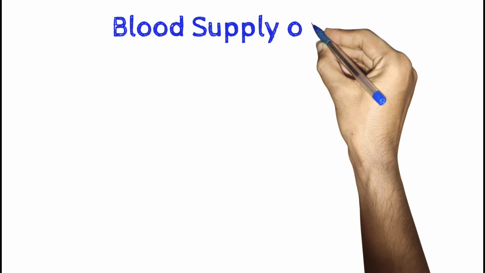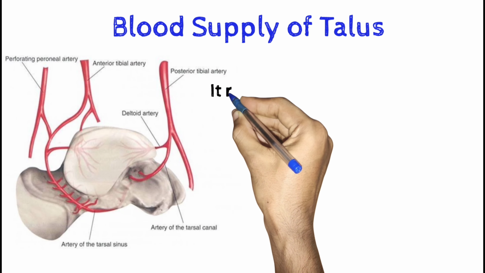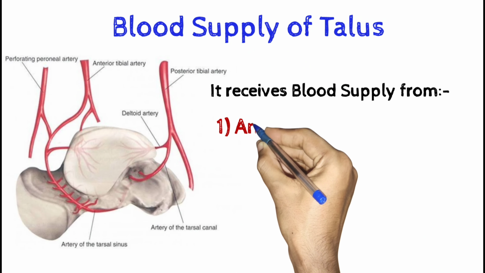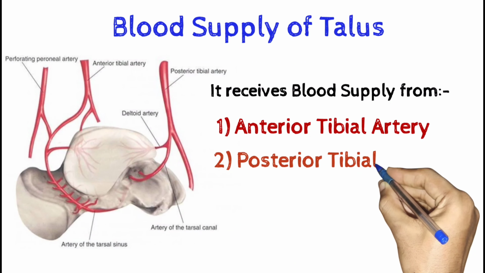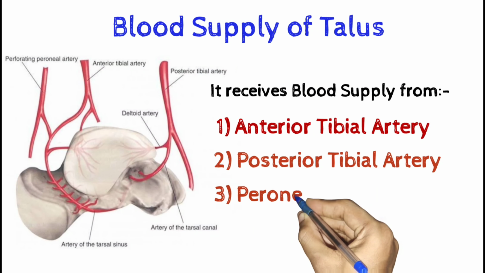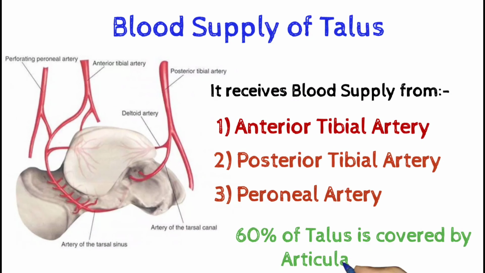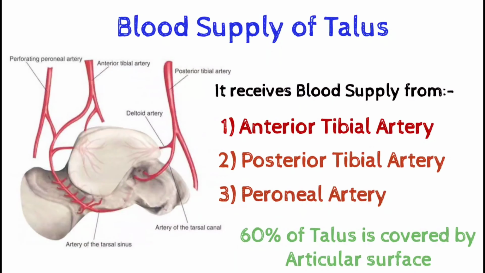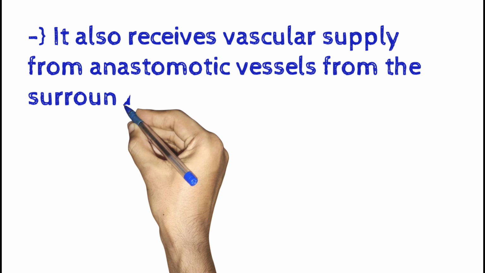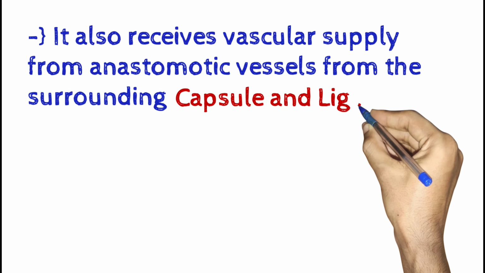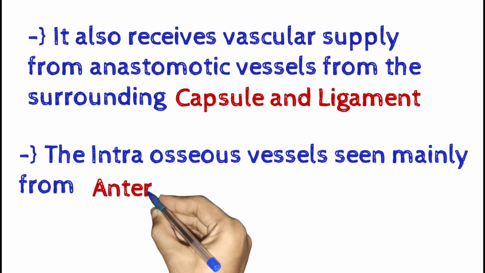Blood supply of talus. It receives blood supply from 1. Anterior tibial artery, 2. Posterior tibial artery, 3. Peroneal artery. 60% of talus is covered by articular surface. It also receives vascular supply from anastomotic vessels from the surrounding capsule and ligament. The intraosseous vessels are seen mainly from anterior to posterior.